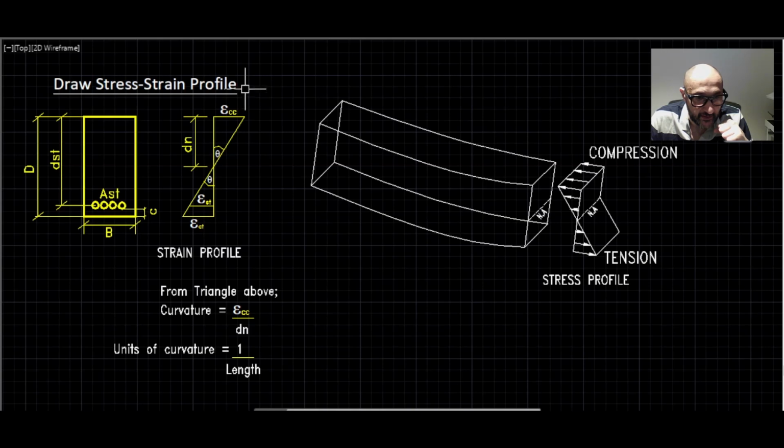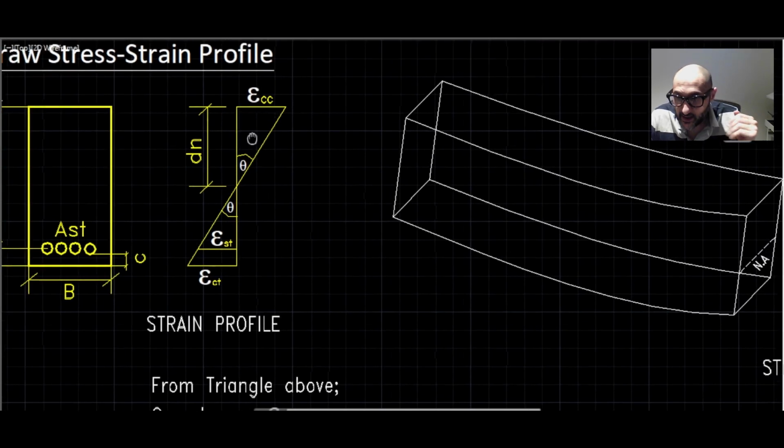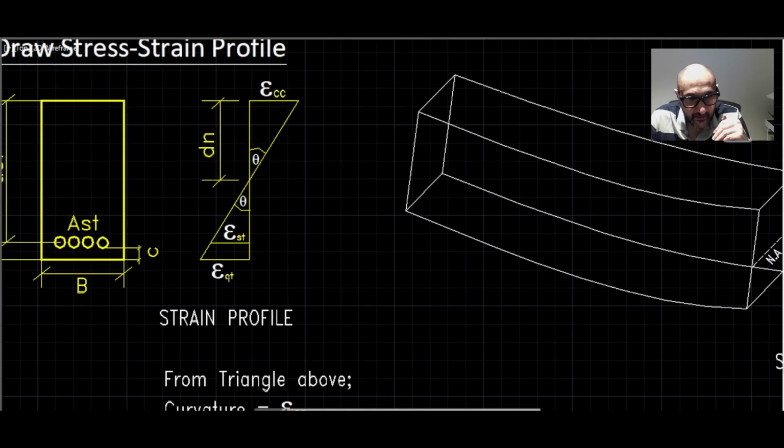So the very top fiber, which is in compression, we call that epsilon sub cc, which is concrete in compression, and at the bottom we have the concrete tensile strain and call that epsilon sub ct. This is at the bottom of the concrete, so it's all within the concrete. Then at the steel level, we have a tensile strain in the steel bars, and we call that epsilon sub st.